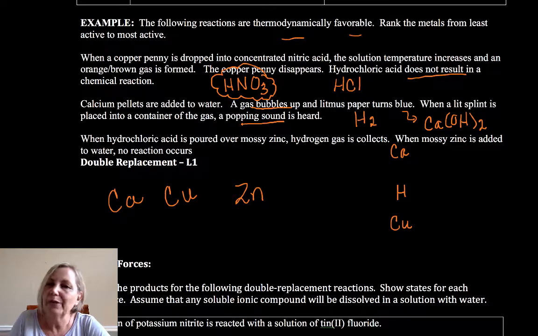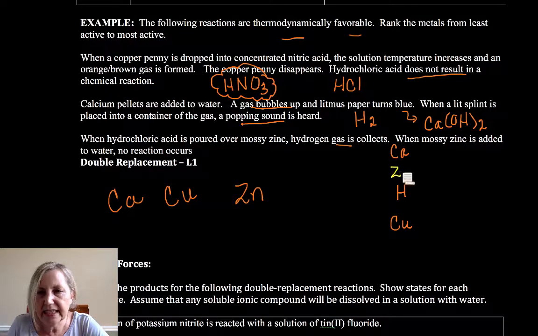Okay, we know copper doesn't react with water. I mean, you shouldn't need data to give you that logic that if pennies get wet, they don't dissolve in your pocket, right? We used to dive for pennies all the time in swimming pools. They don't dissolve in water. So we knew that. Hydrochloric acid is poured over zinc. Hydrogen gas collects. So zinc does react with acid. So we know it's above hydrogen, but it doesn't react with water, so it's below calcium.